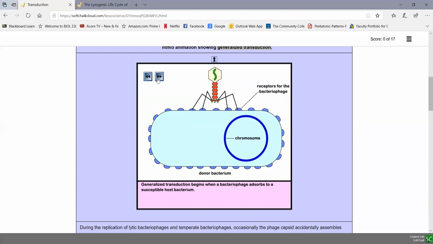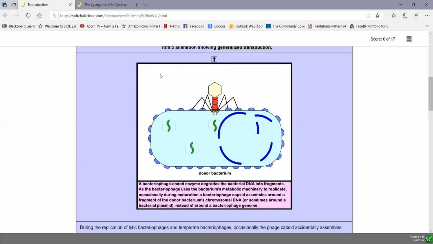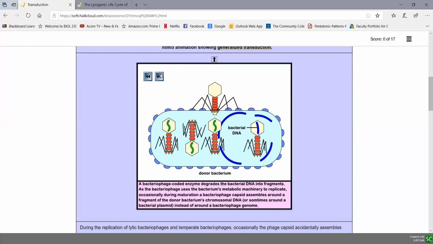The virus then injects its genome, in this case DNA shown in green, into the cytoplasm of the bacterium. And at that point, enzymes coded for by the viral genome will begin to degrade the bacterial DNA to shut it down, so the virus can use the bacterium's metabolic machinery to turn the bacterium into a factory for making viruses. So there we see the bacterial chromosome being degraded. The virus is now using the bacterium's metabolic machinery to make viral parts. That was the replication we showed you.